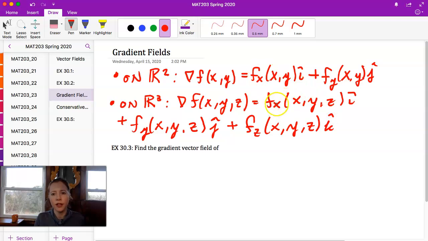And just remember that these x, y, and z's are subscripts. That's the same thing as, for example, f subscript x is equal to del f over del x, okay, with respect to x. That's all that means.